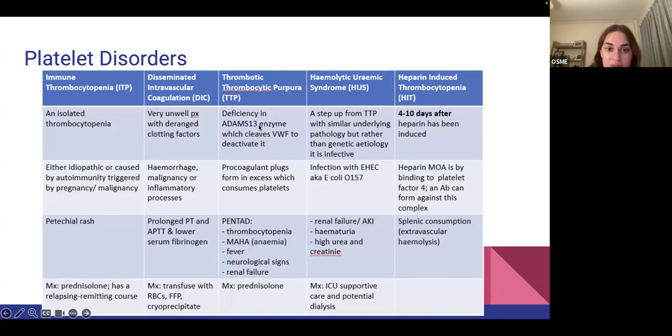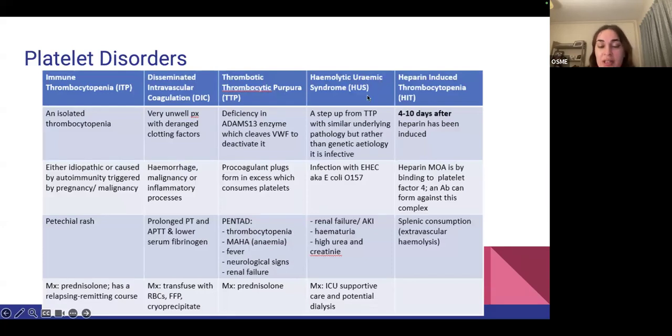TTP is due to a deficiency in the ADAMTS13 enzyme, which leaves von Willebrand factor, and you effectively cause loads of platelet plugs to form in excess, which then consumes platelets. So it's a relative reduction in platelets because you're overforming platelet plugs. You get the pentad of thrombocytopenia, the MAHA picture that we went through earlier, alongside fever, neurological signs, and renal failure. But the latter two will probably be seen in later stages.